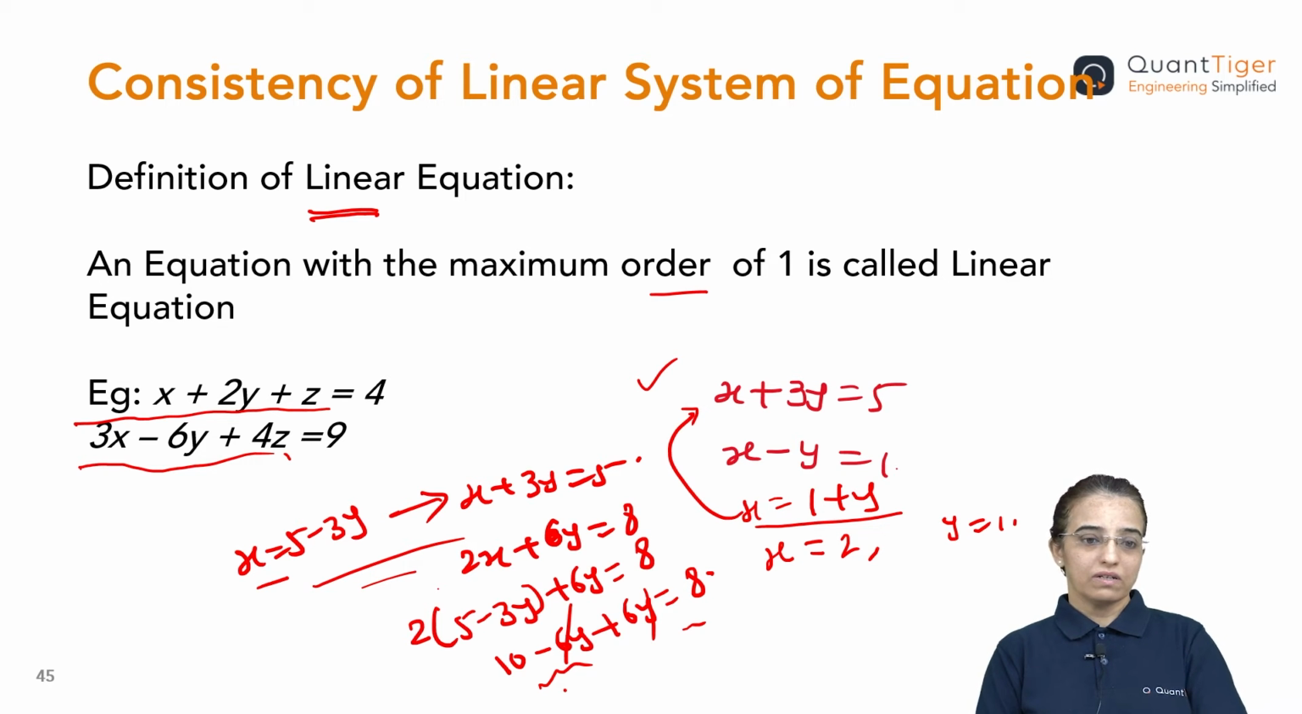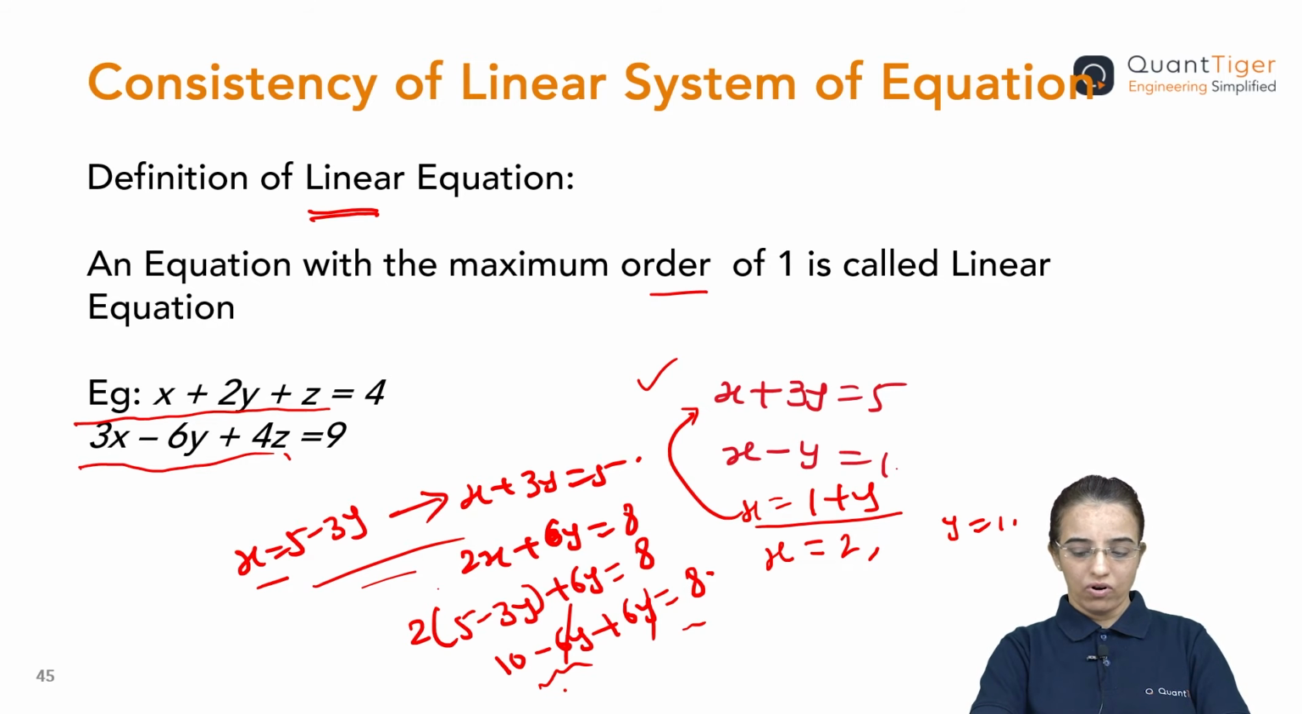So this is, in short, in brief, how I tried to explain the meaning of consistency and inconsistency of system equations. In short, wherever the solution exists, we can say that the given system of equations is consistent, and if no solution exists, then we can say that these equations are inconsistent. So this is about linear and consistency.